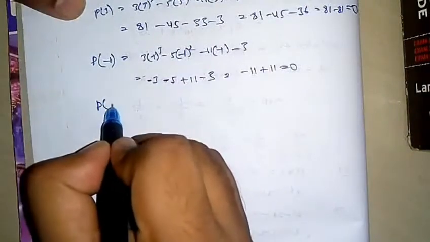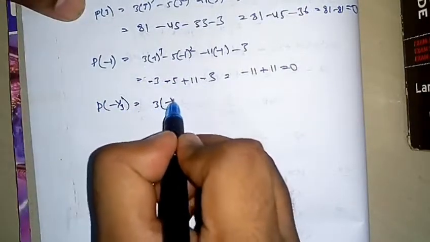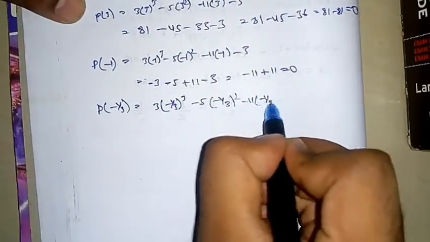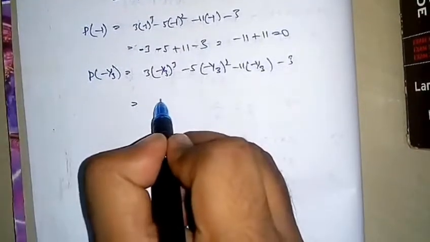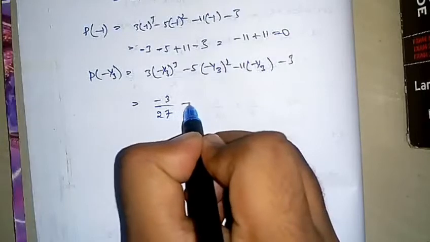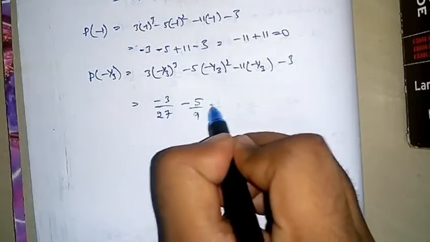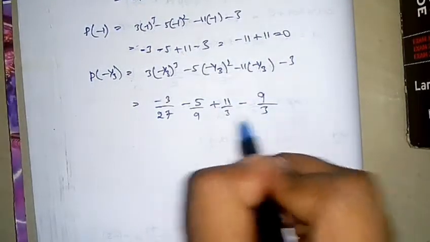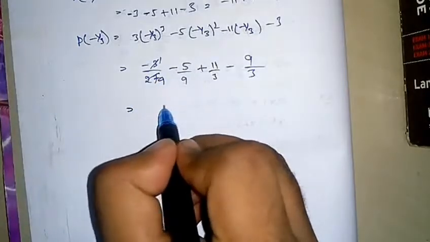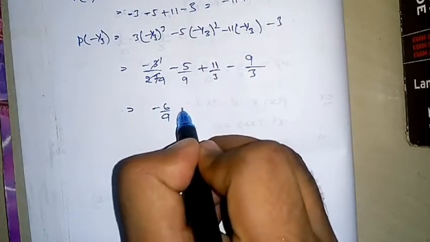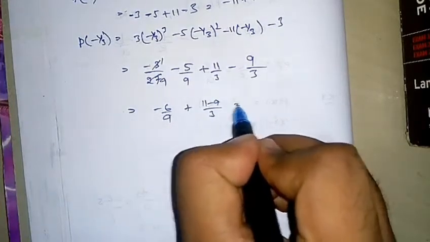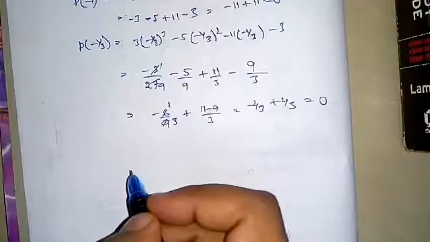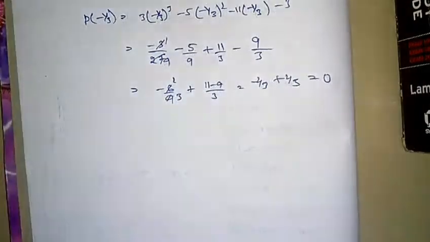Next is p(x) at x equal to minus 1 by 3, which is equal to 3 into (minus 1 by 3) whole cube minus 5 into (minus 1 by 3) whole square minus 11 into minus 1 by 3 minus 3, which is equal to minus 3 by 27 minus 5 by 9 plus 11 by 3 minus 9 by 3. So it is equal to minus 6 by 9 plus 11 minus 9 by 3, which is equal to minus 2 by 3 plus 2 by 3 equals 0. So these are roots of the given equation.